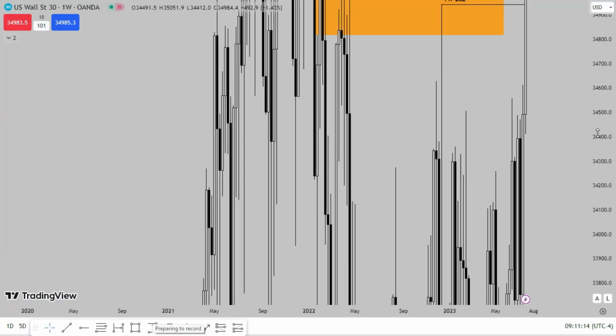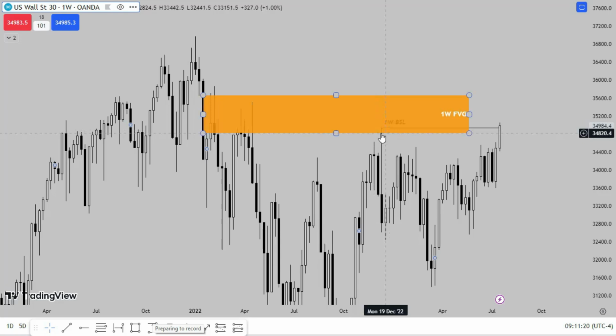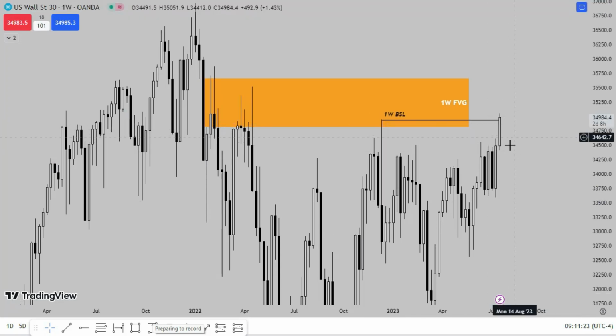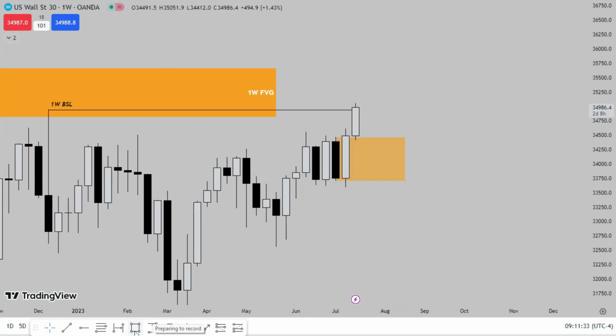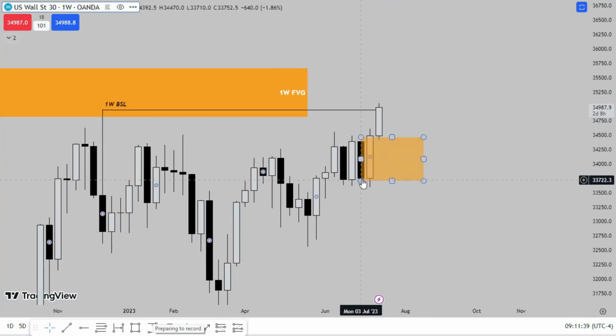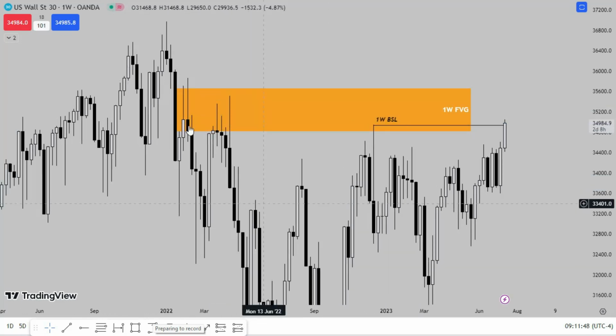Let me go back to the weekly time frame. On US 30, just got a violation of these highs right here. Still yet to see how price is gonna act within this zone, and if we're gonna get a potential retracement to this one here. Might expect it in the next few weeks. But right now, personally, I'm expecting price to pretty much fill this weekly fair value gap right here, and potentially target this order block per se. This one right here. But that is still yet to be seen.